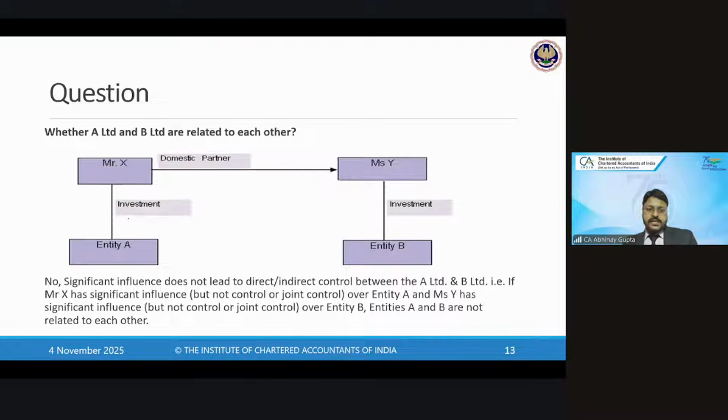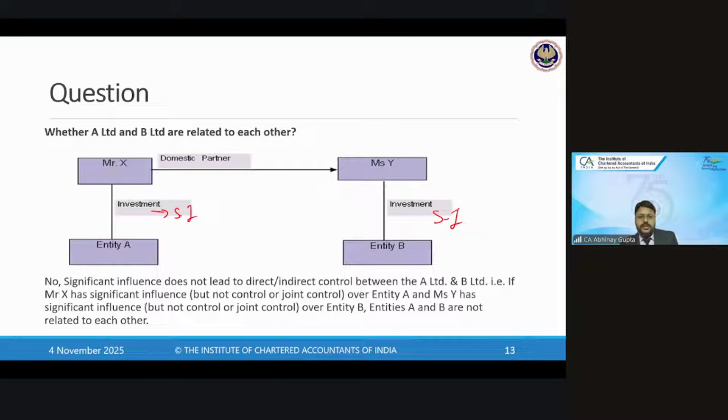Mr. X has an investment in A, right? So when the word investment is written, what does it mean? Does it mean control? No. Does it mean joint control? No. Does it mean significant influence? Yes. So here it is SI. Here also it is SI, right?